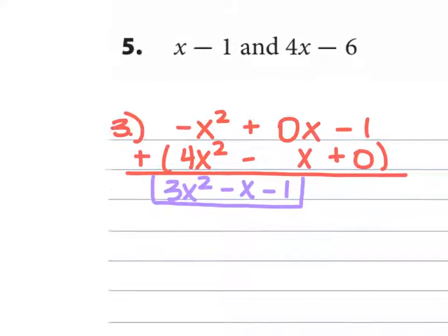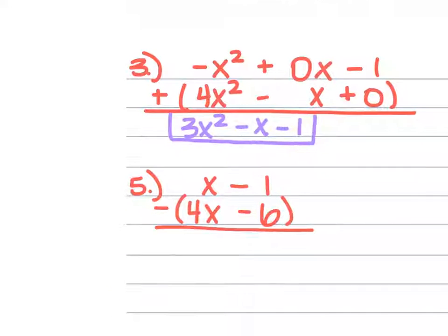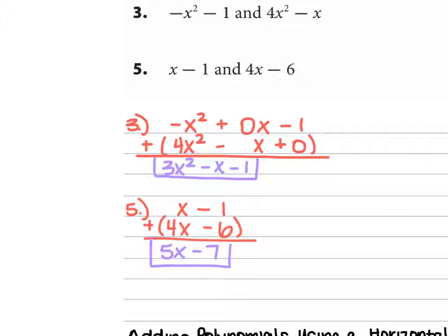I'm going to look at the 5 since it's on the screen already. So for 5, we have x minus 1 and 4x minus 6. So x minus 1 will go on top, and the 4x minus 6 will go on the bottom, lining it up vertically. So we have plus, there we go, x plus 4x, which is 5x, and negative 1 plus negative 6, which is negative 7. So 5x minus 7 is our solution.